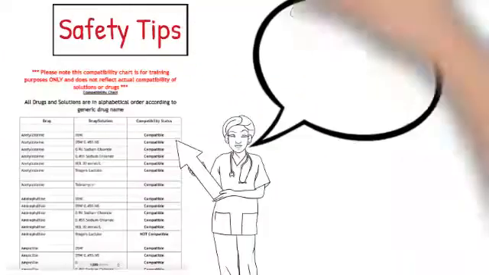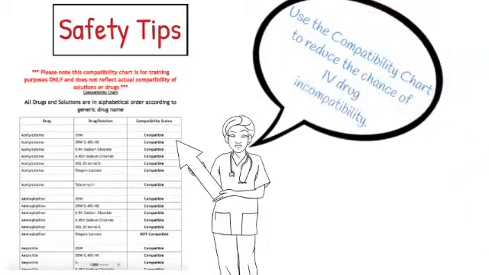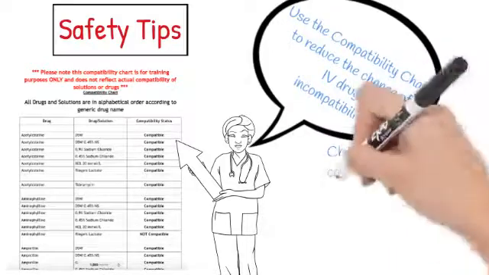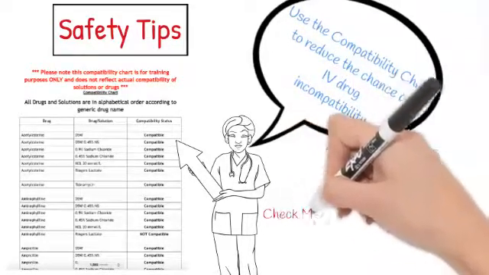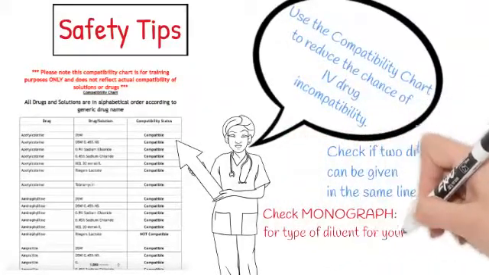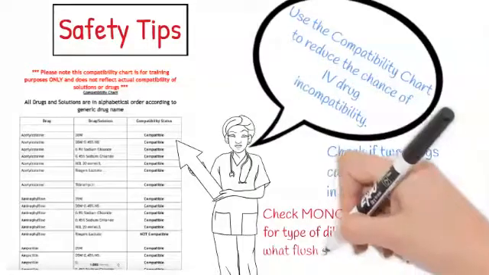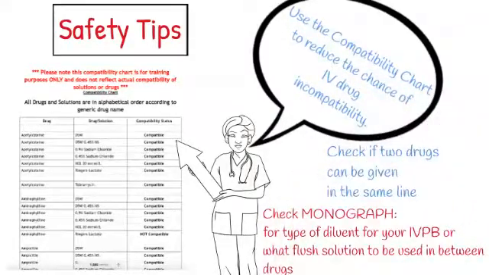Safety tips. Always use the compatibility chart to reduce the chance of IV drug incompatibility. Always use the chart to check if 2 drugs can be given in the same line, and also refer to the monograph for the type of diluent for your IV piggyback or what flush solution to be used in between drugs.